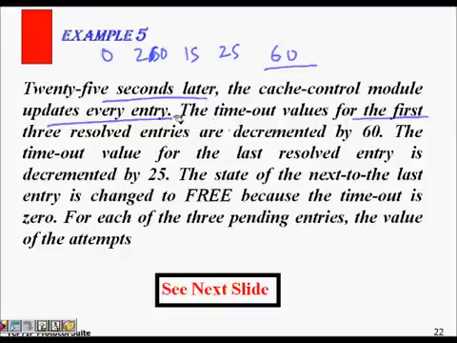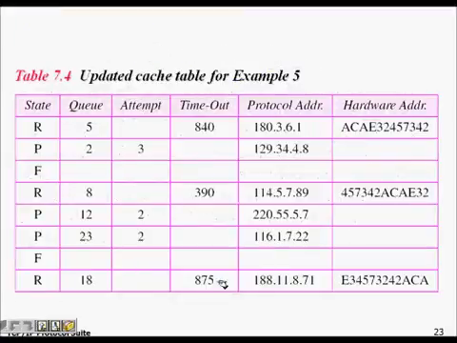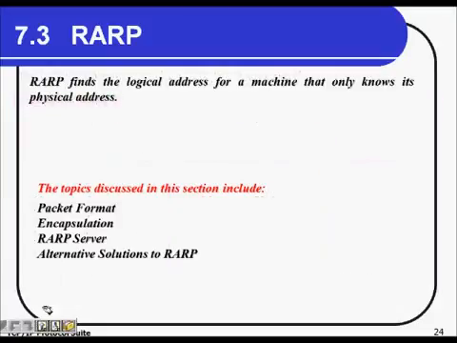Because 60 seconds have passed since the first update, all the timeouts will be decreased by 60. Only the last one, which was just updated 25 seconds ago, is decreased by just 25 seconds. You can see that all of the entries are decreasing. So it's 840, initially it was 900. This was 450, it became 390, and so on. This was 900, after 25 seconds it became 875.